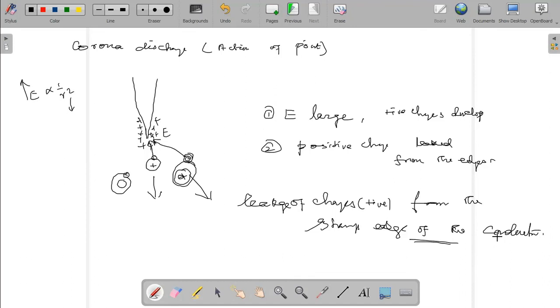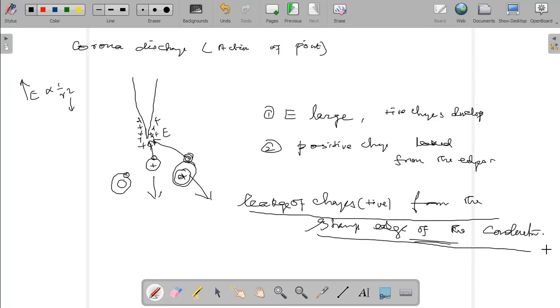And very simply put, the total charges at the sharp edge go out from the sharp edge. This process is called action of point or corona discharge. In some books, it is written as leakage of charges from the sharp edge of the conductor.